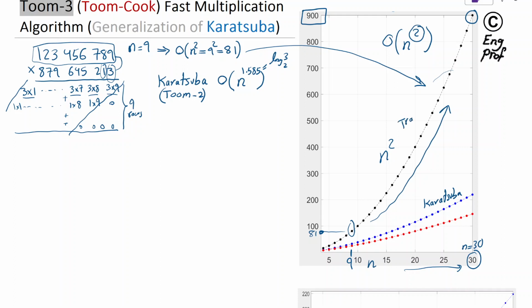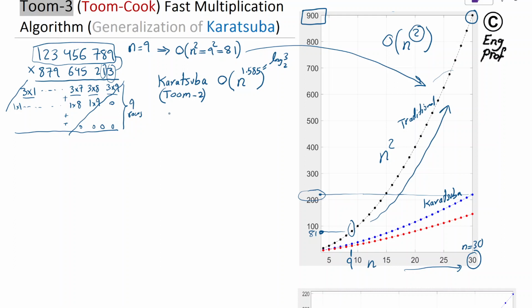So this is the traditional or grade school method. In this case, Karatsuba, you can see that when we get to 30, as n to the power 1.585 indicates, you're talking about roughly on the order of, say, 220-ish or 215, between those two, single digit by single digit computation complexity, which is a substantial reduction.